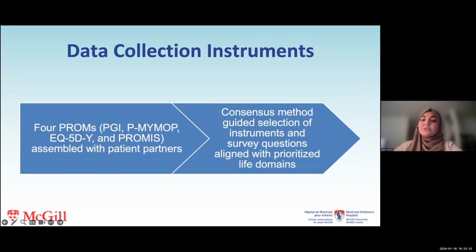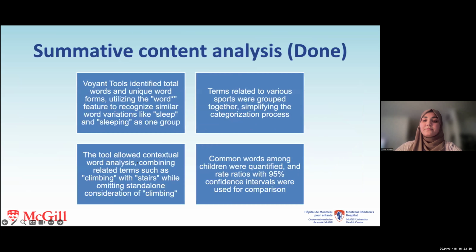So the 4 prompts, PGI, MIMOP, PQ5D, and PROMISE, were compiled with input from patient partners, and the selection of instruments and survey questions was guided by a consensus method, aligning closely with prioritized life domains. And this approach aimed to ensure a comprehensive understanding of the health-related experiences and outcomes for the identified cohort.